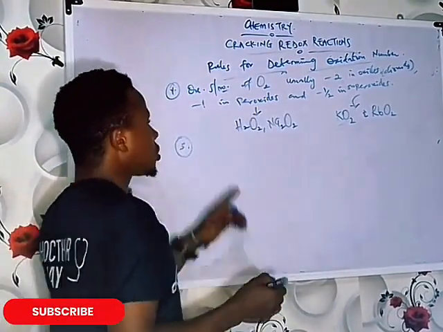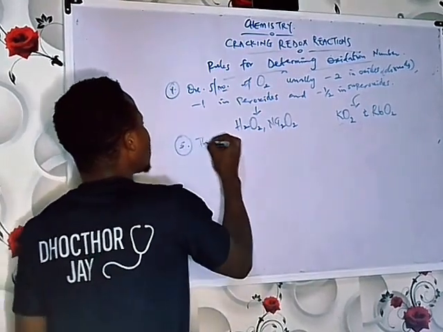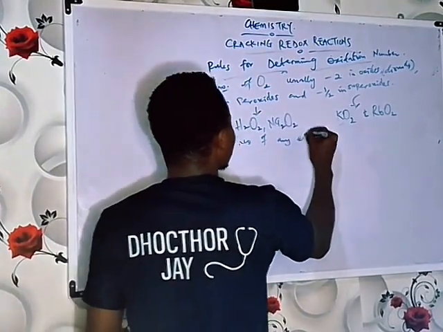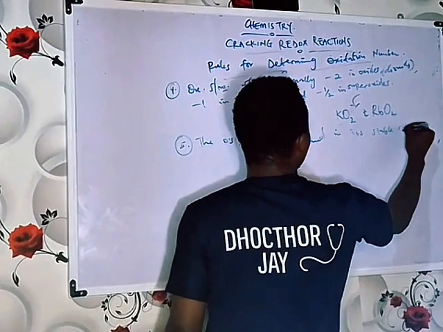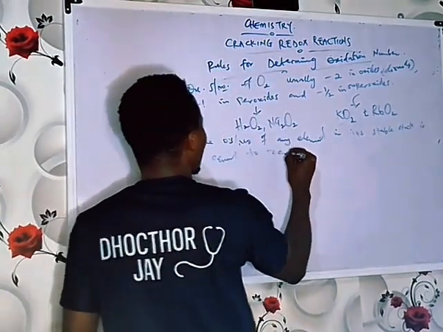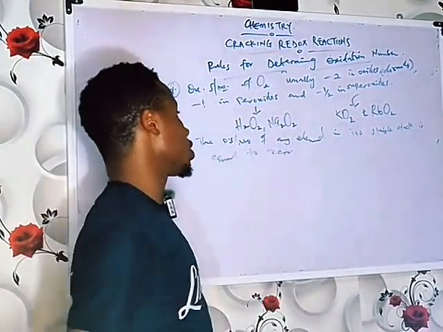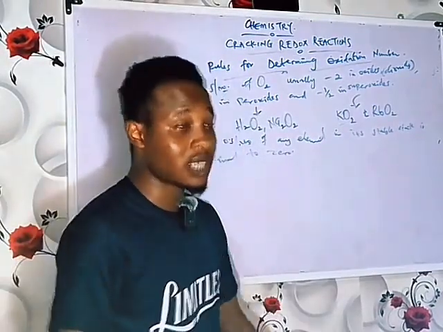Number 5. This is supposed to come before number 4, but still good to go. The oxidation state or number of any element in its stable state is equal to 0. Okay? When you have an element in its stable state, the oxidation state is equal to 0. You think about elements. What are examples of elements? You know your first 20 elements.